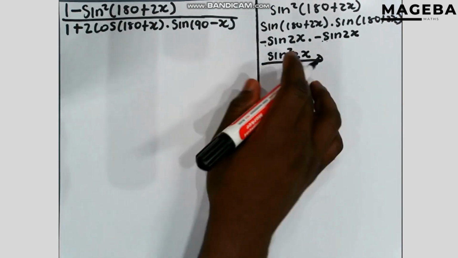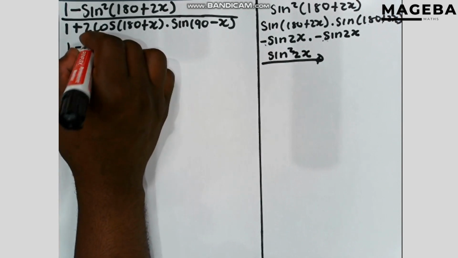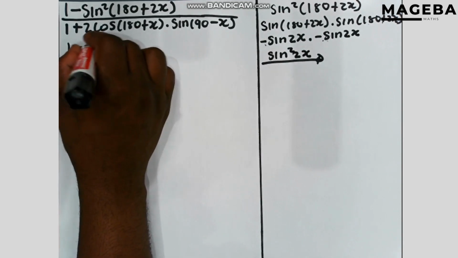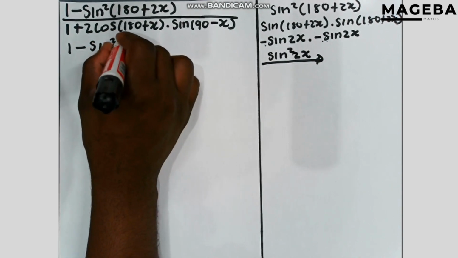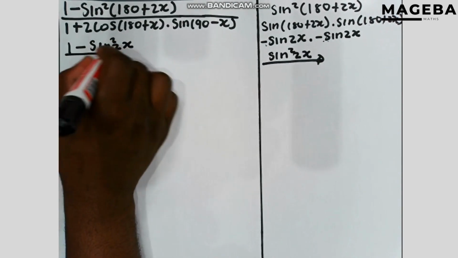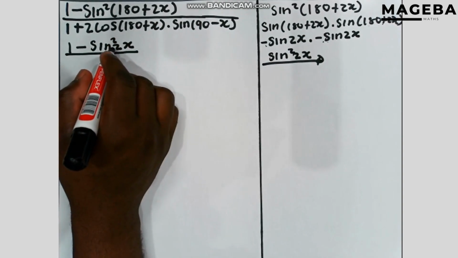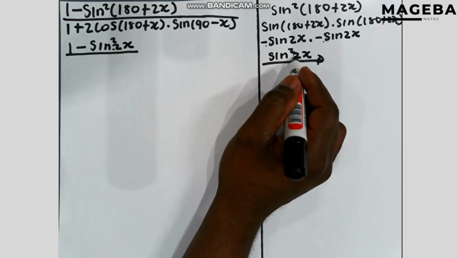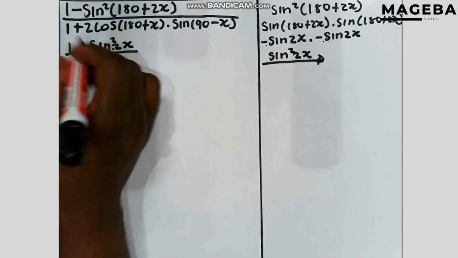I'm not going to repeat this here, I'm just going to say 1 minus sine squared 2x. Here I was just explaining how we reach this point. There's no need of writing all this here. I was just explaining how we reach this point.